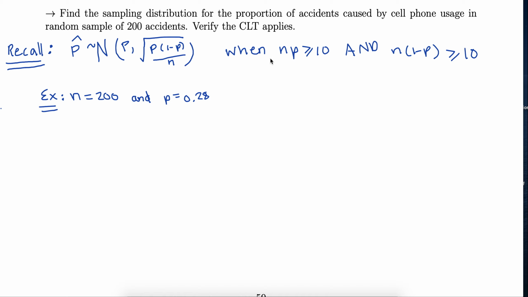So let's check this out in context of our example of the number of accidents caused by people being on their cell phones when driving. So two parts to the question. First, we're looking to find the sampling distribution for the proportion. And after we do all that hard work, we're going to just verify that we actually can do that, that the result does apply.